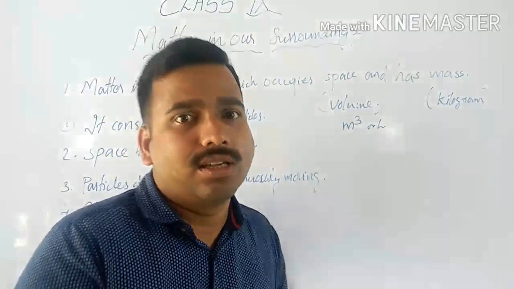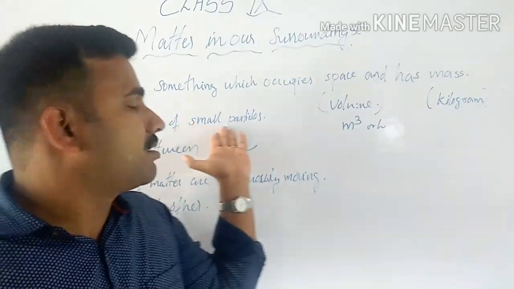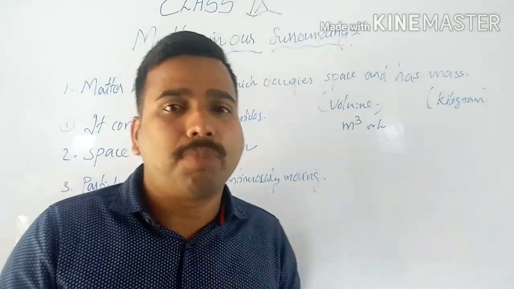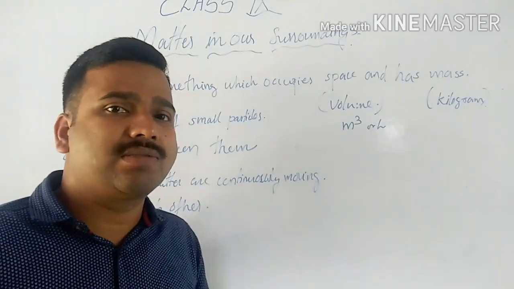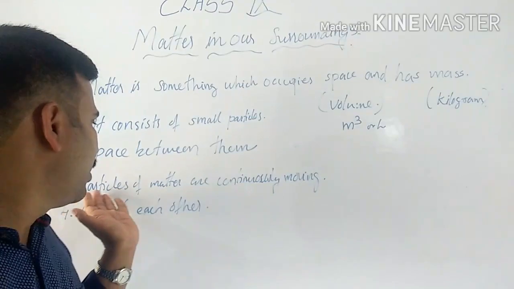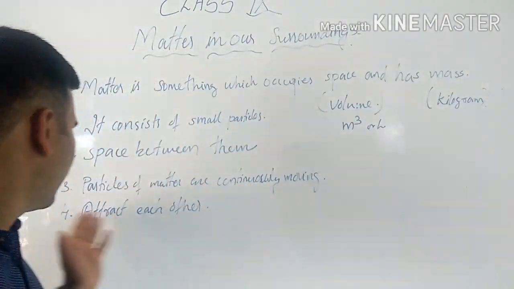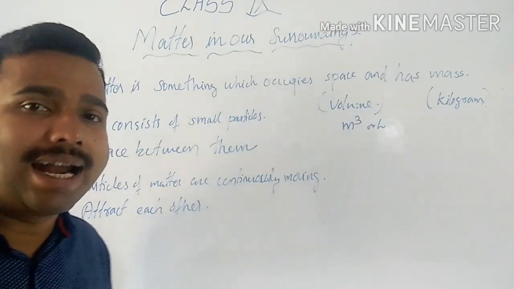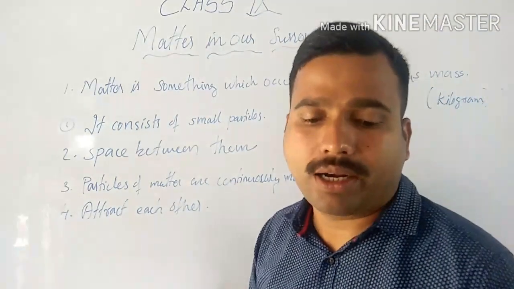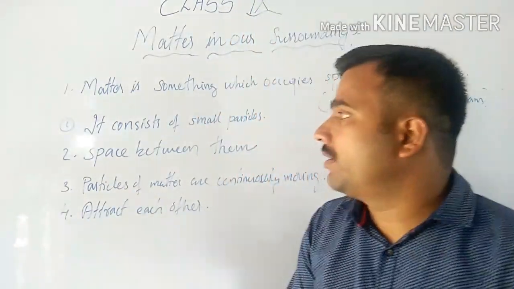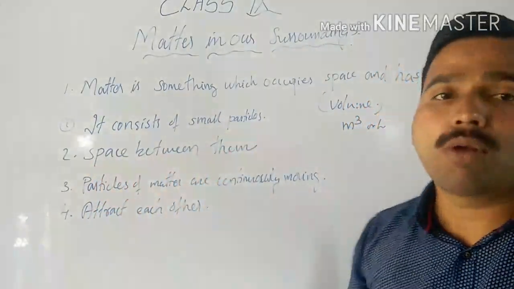We have already seen certain properties of matter. First, matter consists of very small particles. Second, matter has empty space between them. The third one, particles of matter are continuously moving, and the last one, particles of matter attract each other. So these are the four properties of particles of matter. Let us see one by one. The first one, it consists of small particles.